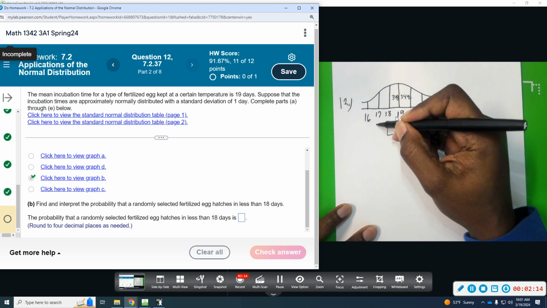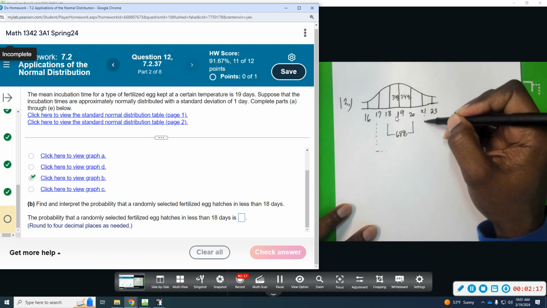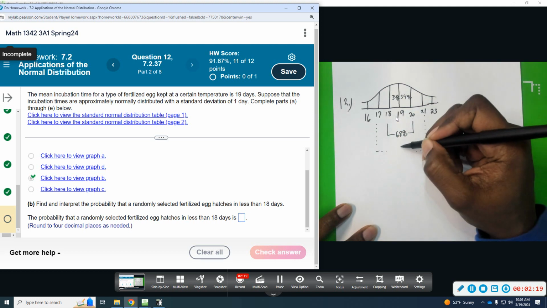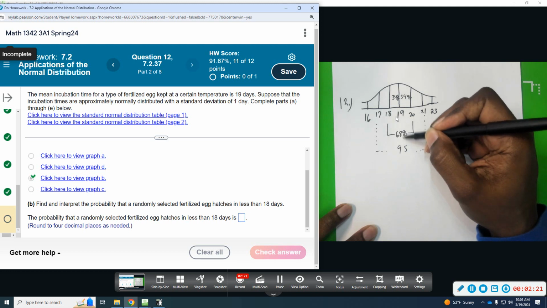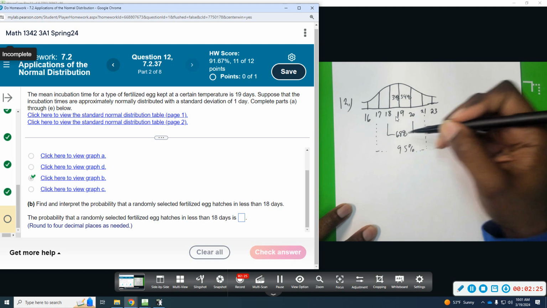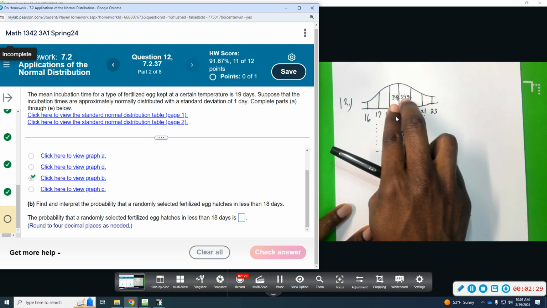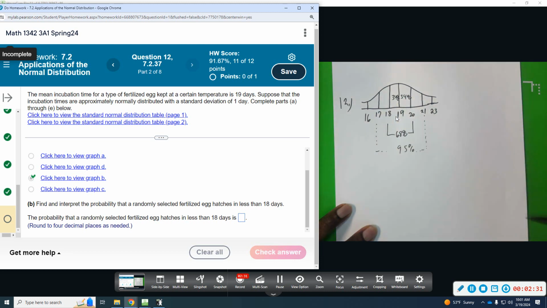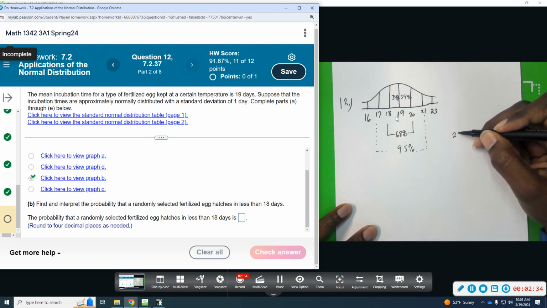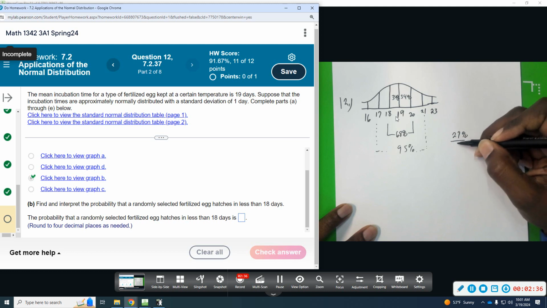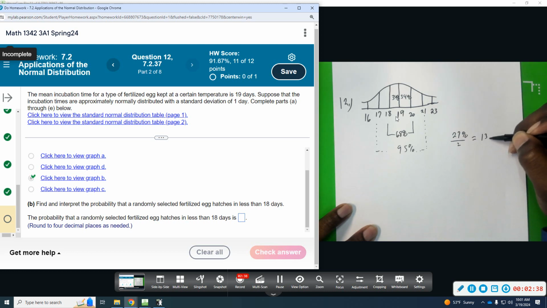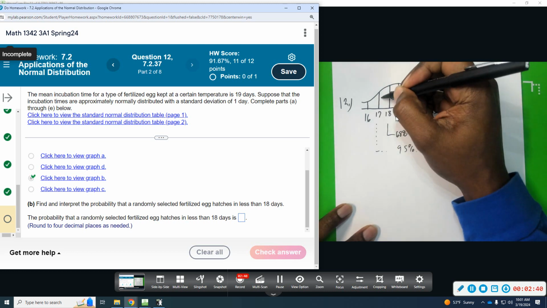And then between 17 and 21 is 95. The difference of 95 and 68 was 27 when you subtract those. We're subtracting because we already counted the middle 68. We're just trying to find these two pieces. So that gives you 27, and when you divide 27 by 2, that gives you 13.5. So these percentages are 13.5.